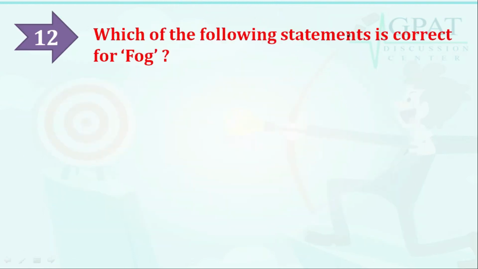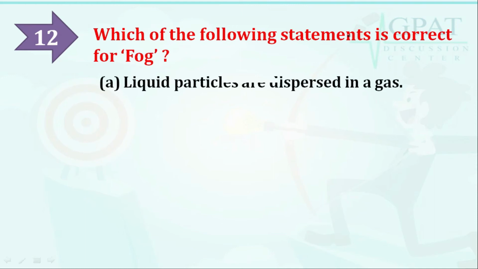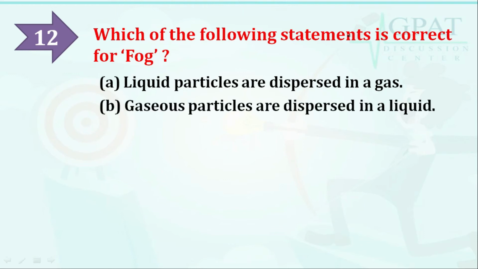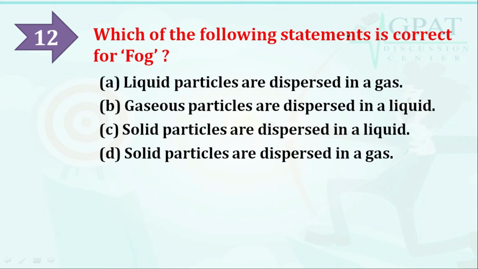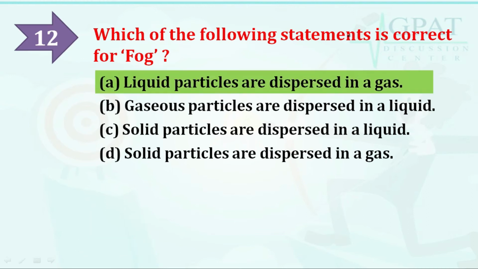Next question is, which of the following statements is correct for fog? Option A is liquid particles are dispersed in a gas. Option B is gaseous particles are dispersed in a liquid. Option C is solid particles are dispersed in a liquid. Option D is solid particles are dispersed in a gas. So which of the following statements is correct for fog? So the correct answer is liquid particles are dispersed in a gas in a fog system.